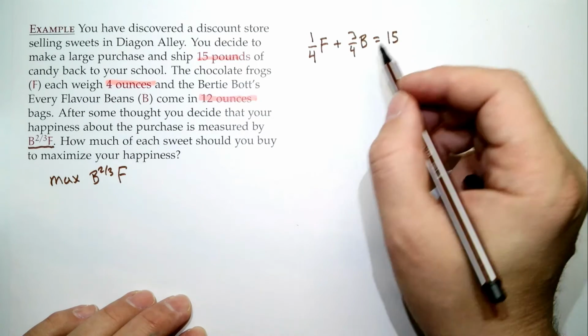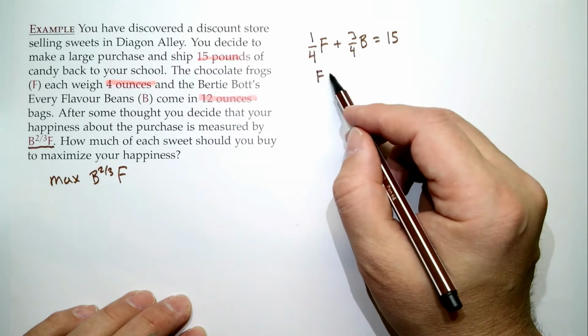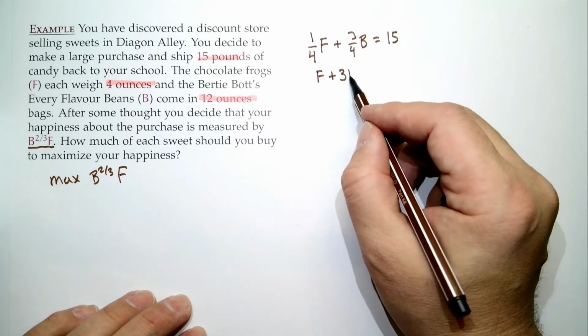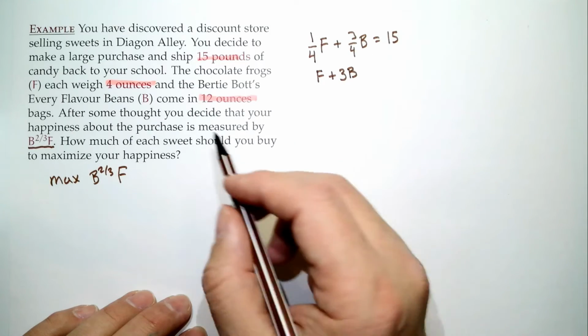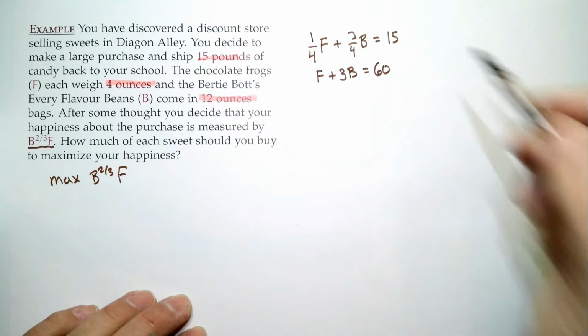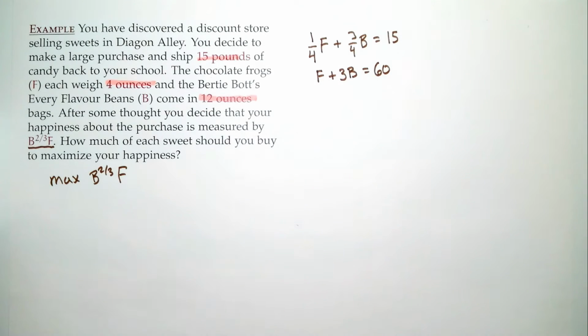Now, I don't like fractions, so I'm going to go ahead and just immediately multiply everything by 4. So however many frogs I buy, plus 3 times however many beans, I'm going to get 60. Okay, so that's the limitation. So that's the relationship between F and B. Now, at this time, we should solve for one of those two. Should we solve for F in terms of B or B in terms of F?